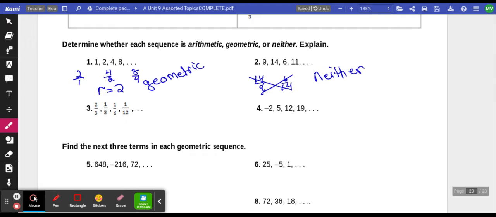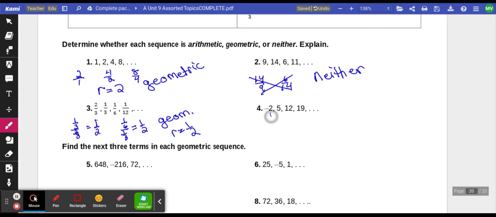So when I look at number 3, I say, well, I can subtract 1/3 to go from 2/3 to 1/3. But if I subtract 1/3 again, I would get 0, not 1/6. So now I look to see if it's geometric. So 1/3 divided by 2/3 equals 1/2. And 1/6 divided by 1/3 equals 1/2. So this is geometric, and my R equals 1/2.